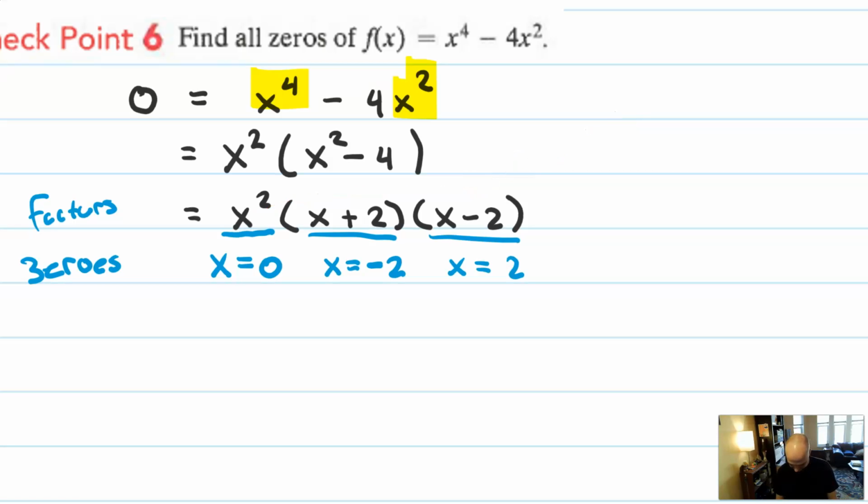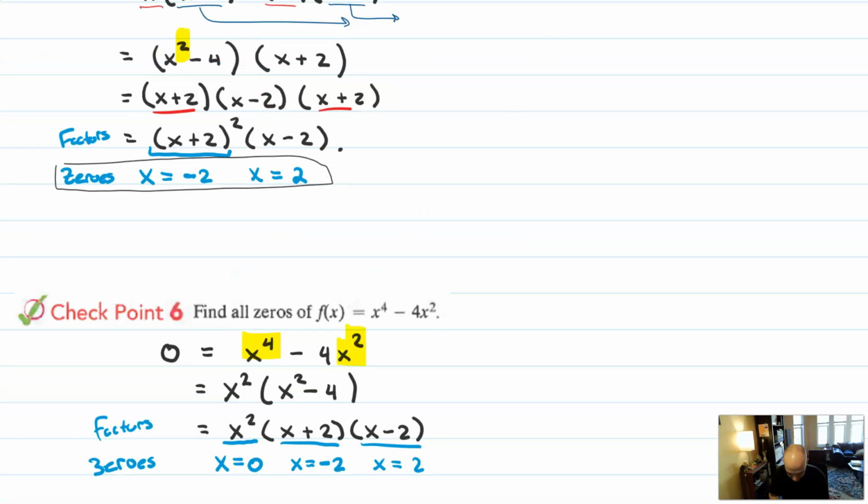So the set of zeros are 0, negative 2, and 2. And the degree is 4, so we're going to come back in just a second and combine what we know about the zeros with all of our leading coefficients as well.